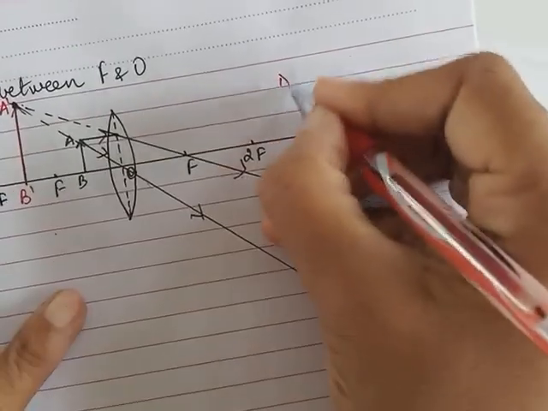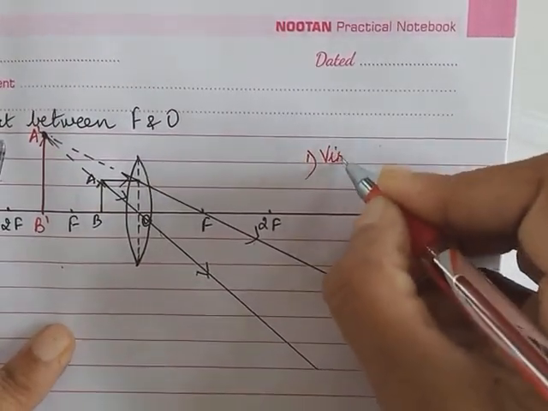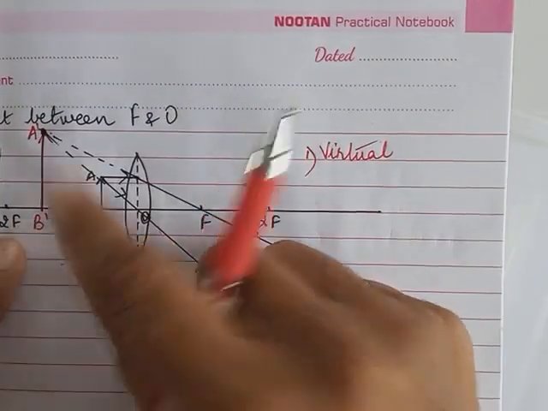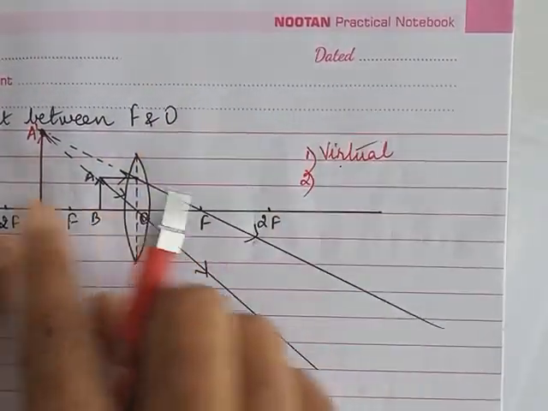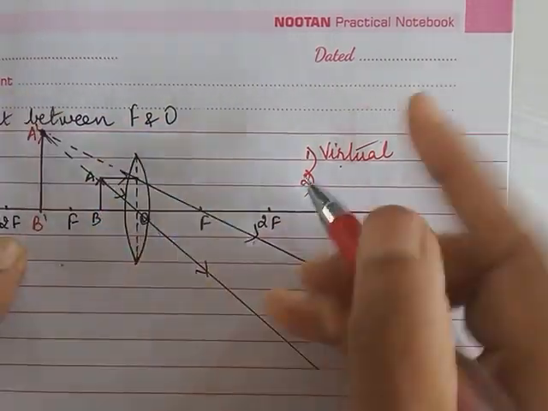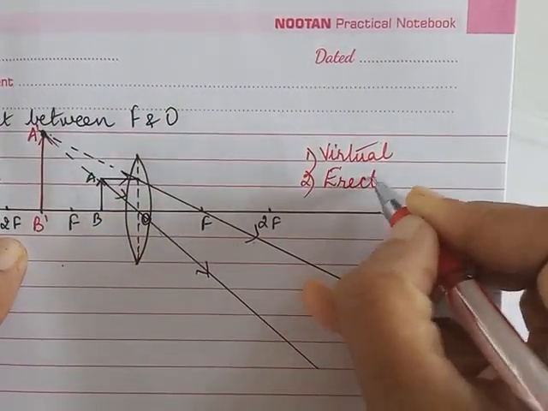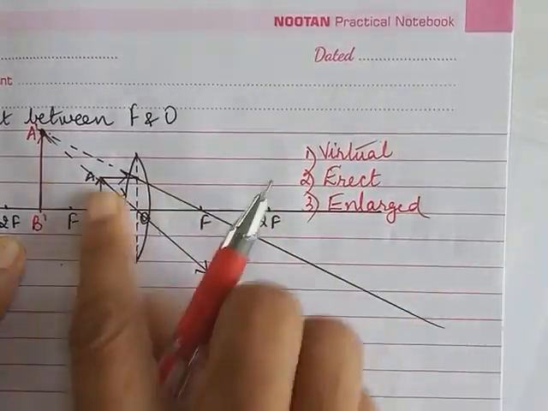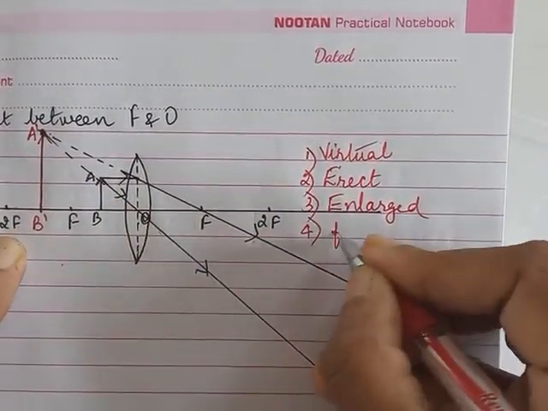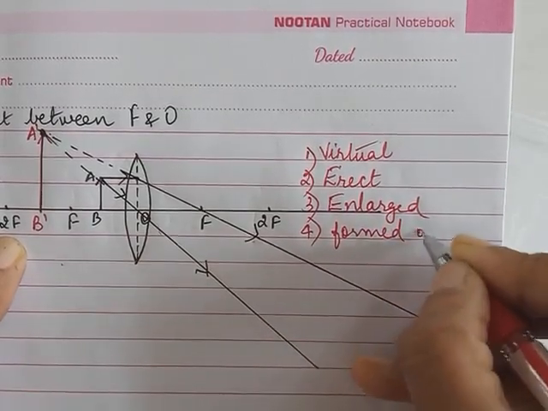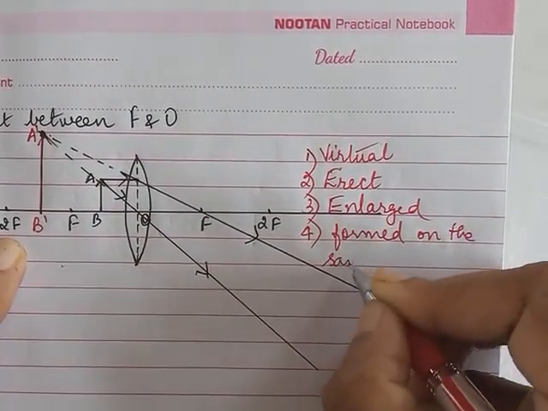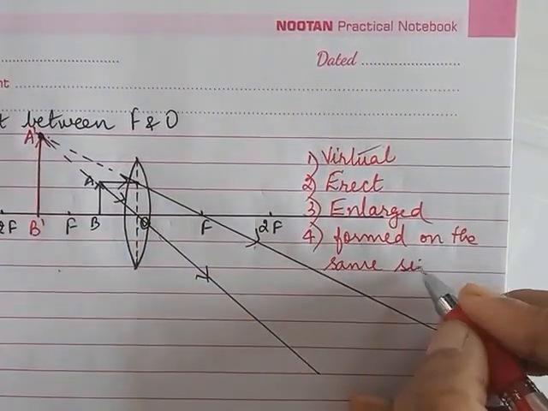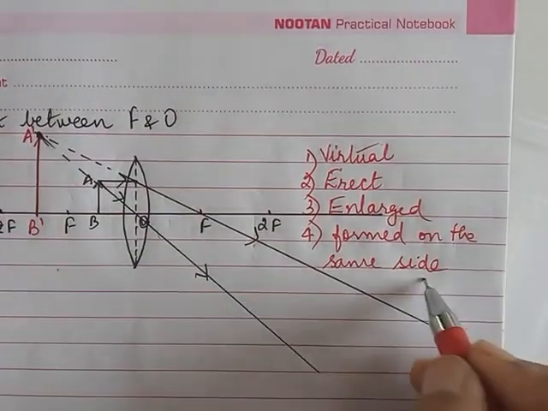And when I write the characteristics, this will be a virtual image. Why? The refracted rays are not meeting, but only by extending it backward they met. So it's a virtual image and it is erect. See, A is at the top, A dash is at the top. So it is erect and then enlarged. Definitely size will be bigger than the object and formed on the same side of the object. So object is this side and image is also on the same side. In other cases, it was on the opposite side.